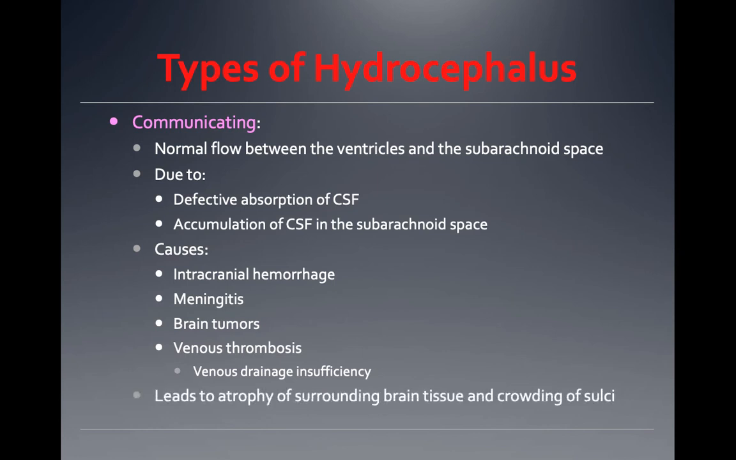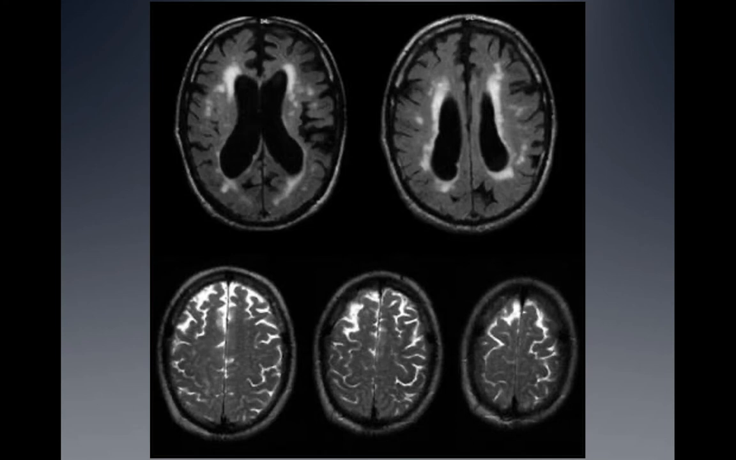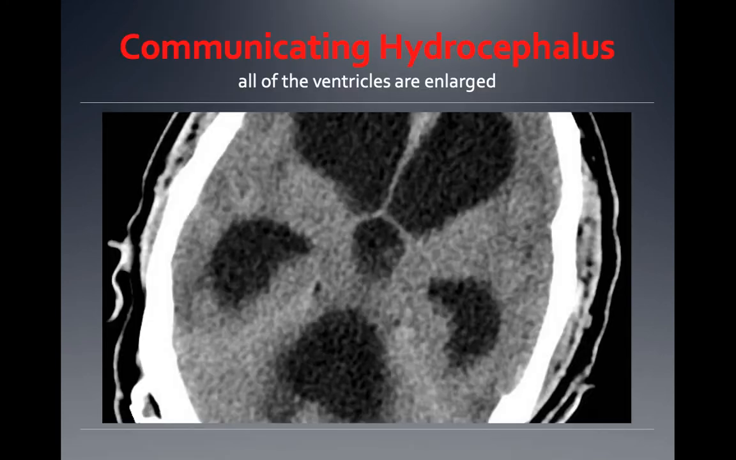Now this leads to atrophy of the brain tissue, and then what you see is all of the sulci are kind of crowding together. So you can see the ventricles very enlarged in these, and then you can see these pictures show all of the sulci crowding together. And another picture of communicating hydrocephalus where all of the ventricles are extremely enlarged.